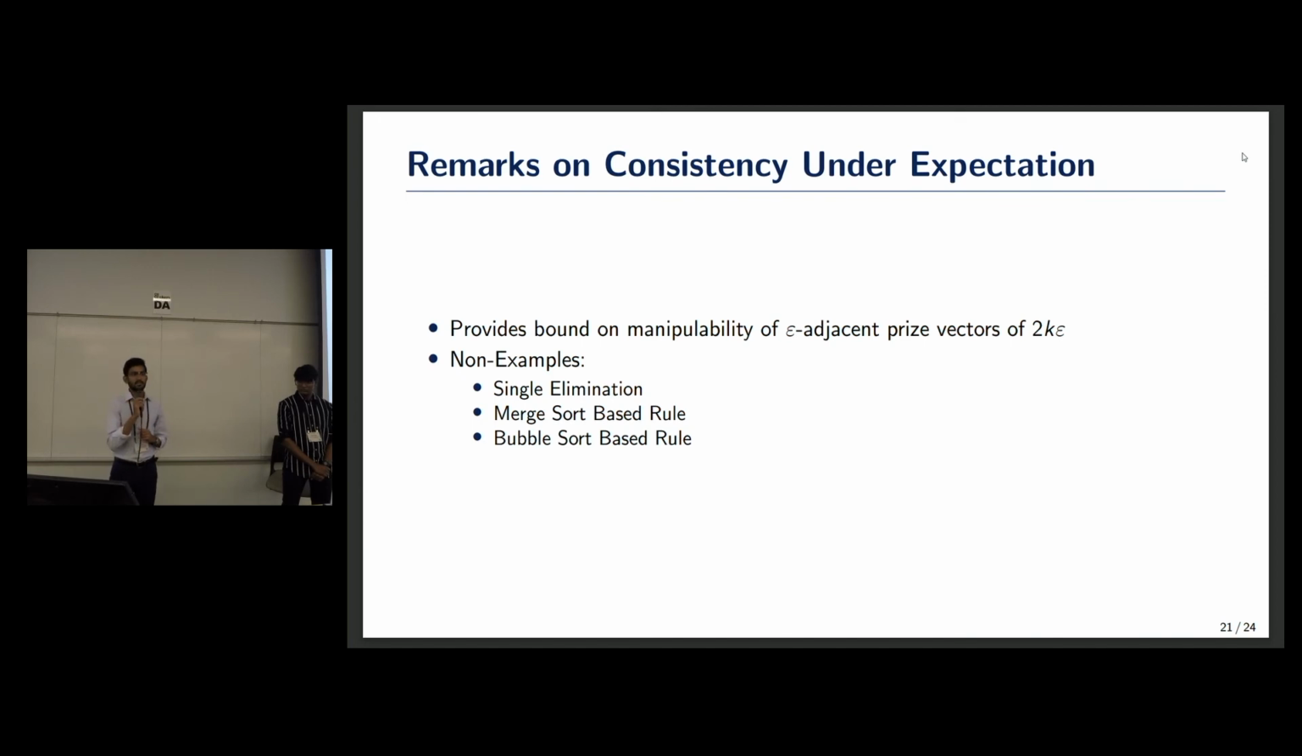So earlier I mentioned that nested randomized king of the hill has this similarity to quicksort. But when we looked at other sorting-based ranking rules, we found they didn't actually have this property. So we took a quick look at a merge sort-based rule and a bubble sort-based rule, and neither of them had this property of consistency under expectation. And neither did a single elimination bracket-based tournament ranking rule. So we found that this is definitely something special about this particular rule.